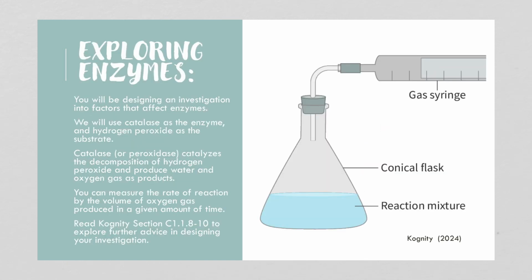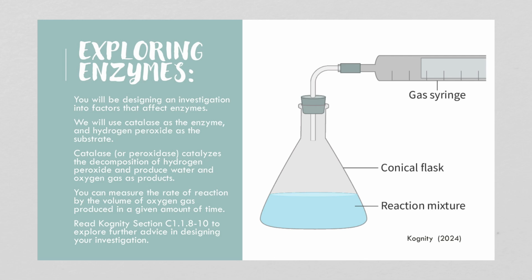So we'll be doing an investigation exploring the factors that affect enzymes, and we will be using catalase as the enzyme and hydrogen peroxide as the substrate. So catalase is also sometimes called peroxidase. It catalyzes the decomposition of hydrogen peroxide and produces water and oxygen as products. So hydrogen peroxide is a byproduct of some metabolic reactions, and it's toxic to the cell.